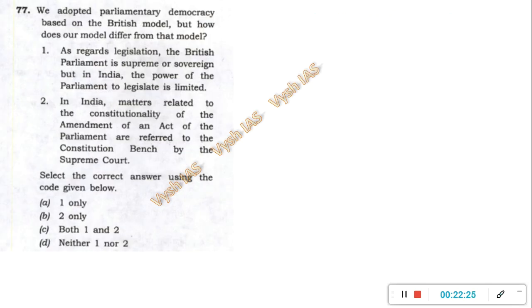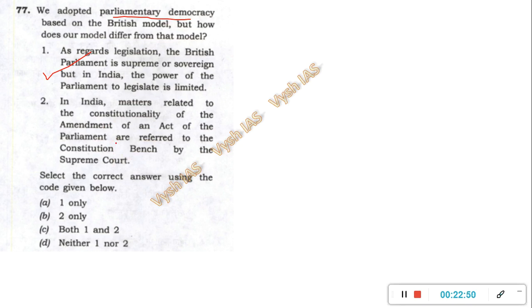Now next one, the British model parliamentary democracy is what we have adopted. So what is the difference between Indian and British? As regards legislation, the British Parliament is supreme or sovereign, but in India, the power of the Parliament to legislate is limited. This is true. Now in India, matters related to the constitutionality of the amendment of an act of the Parliament are referred to the constitutional bench by the Supreme Court.